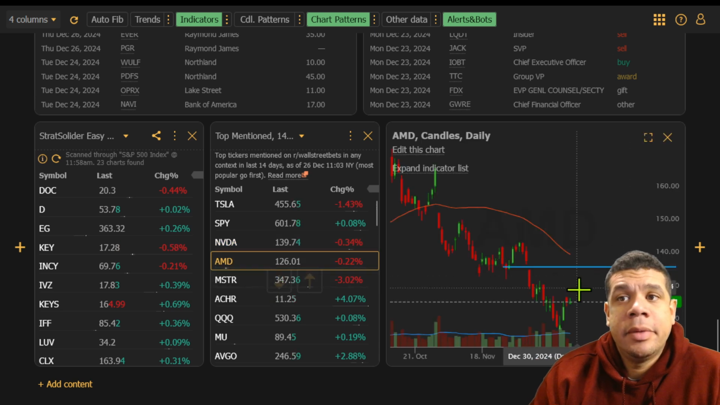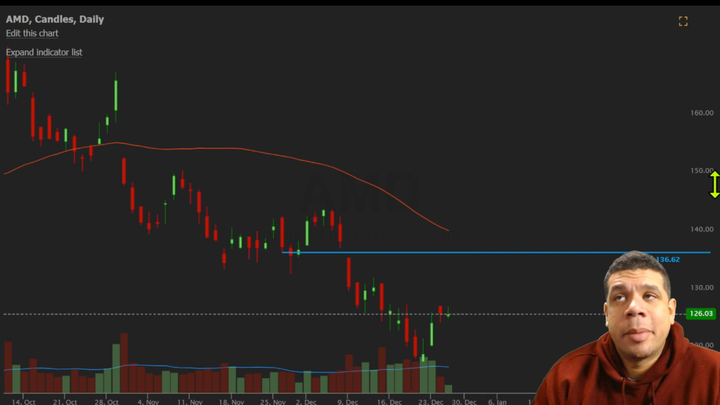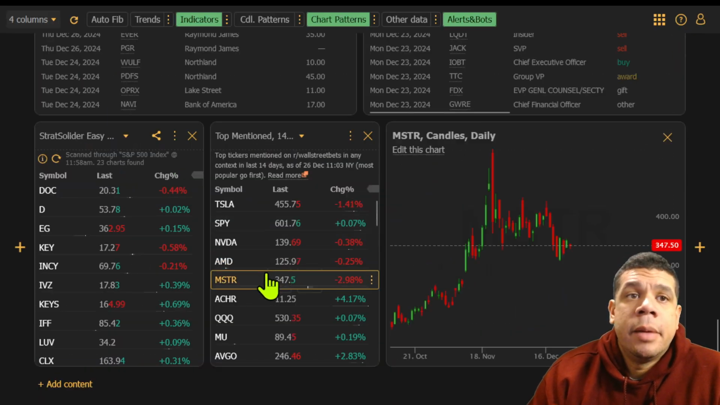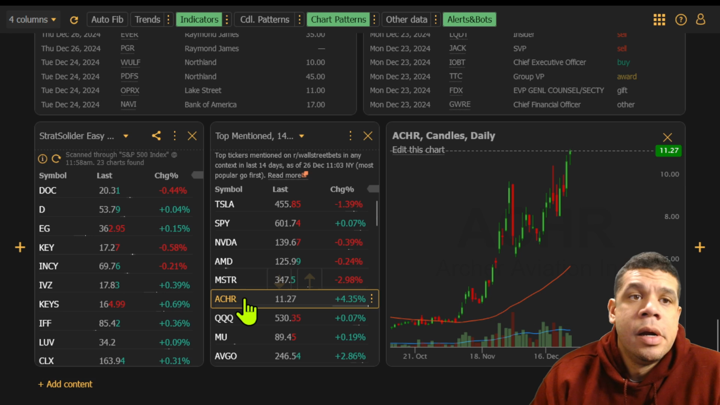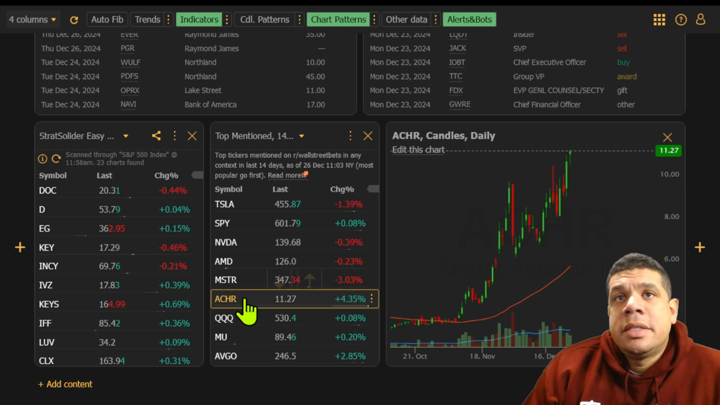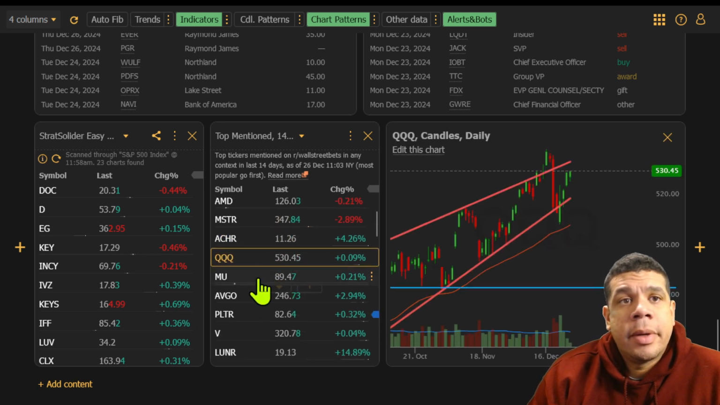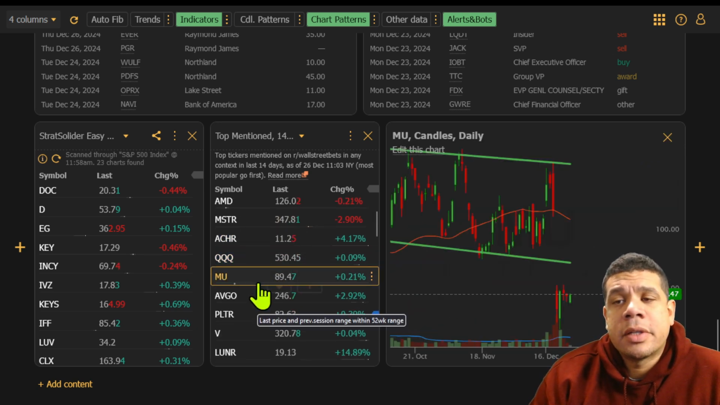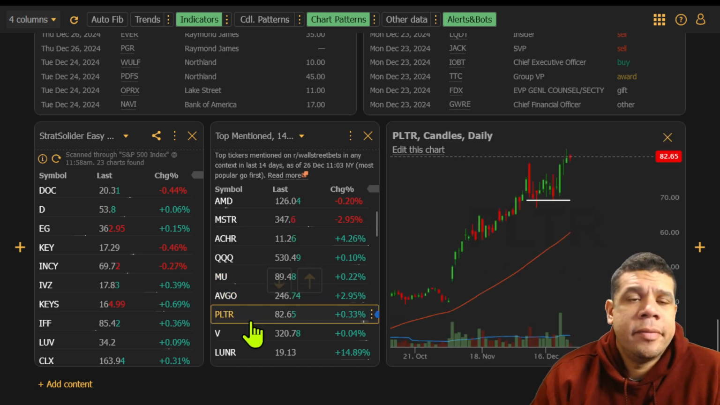Everybody's talking about AMD, but what's AMD actually doing inside on the day? Being crappy, all right? Being crappy. MSTR, trading sideways. Everybody keeps talking about MSTR. What's it doing? Trading sideways. ACHR, have no idea what it is, but they're buying it at $11. You can trade that. QQQ, talked about that. MU, everybody's talking about MU, but do you really want to get on that? Not me. I already talked about AVGO.